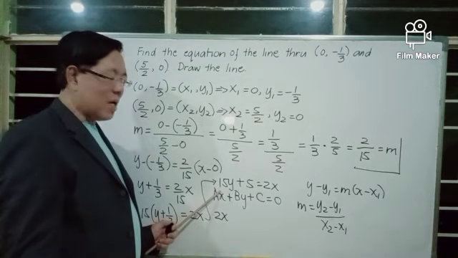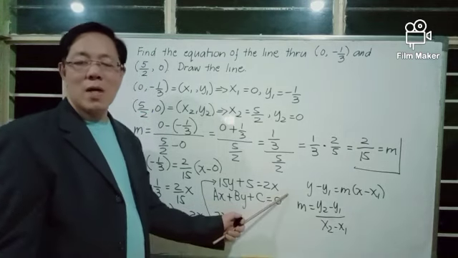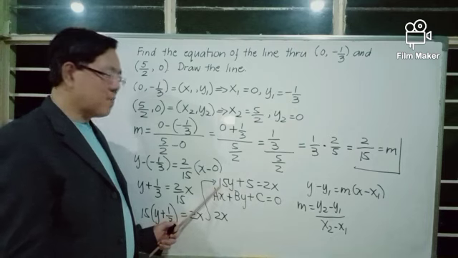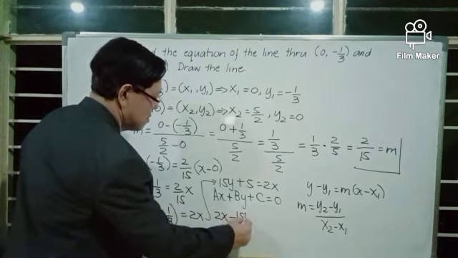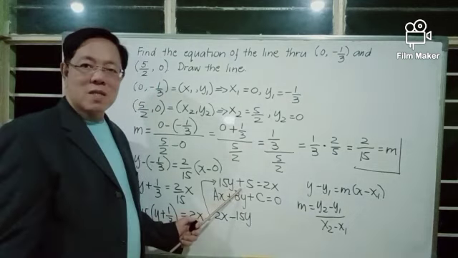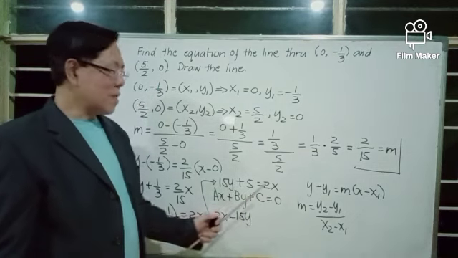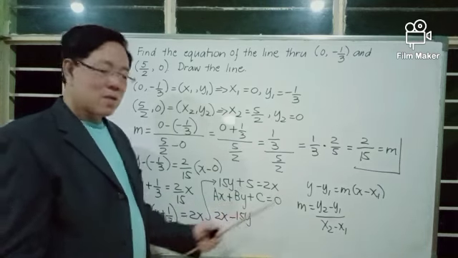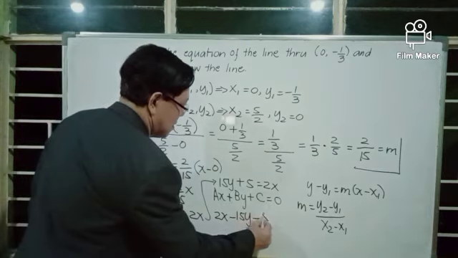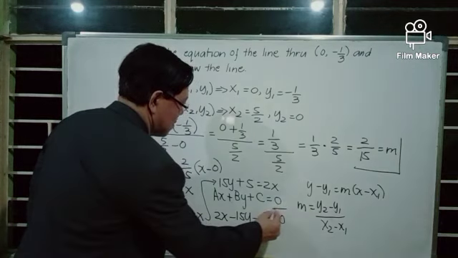We transpose positive 15y to the right, and we take the opposite sign of 15. We get minus 15y. Transpose positive 5 to the right. Again, we take the opposite sign of 5. It becomes minus 5, equals 0.